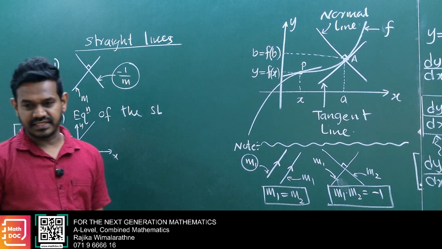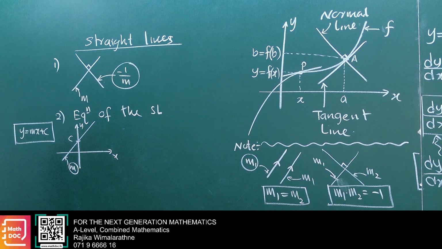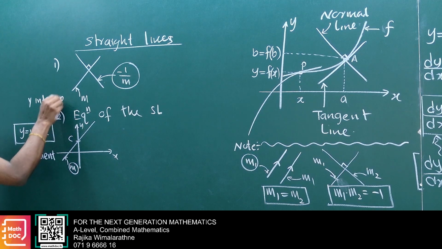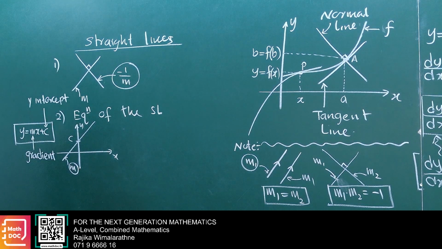y = mx + c. m is called the gradient, c is called the y-intercept. This is the straight line equation.